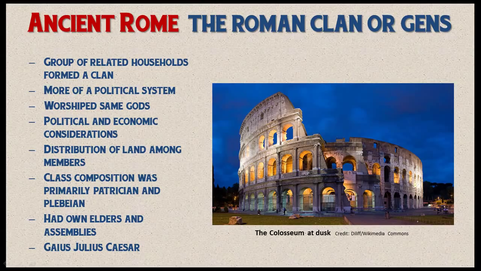This was essentially a group of related households that formed a larger network of families. And again, that was called a clan. Clans would become the dominant political system in the early republic. They were linked together by a common ancestor through marriage and were also linked through a worship of similar gods.